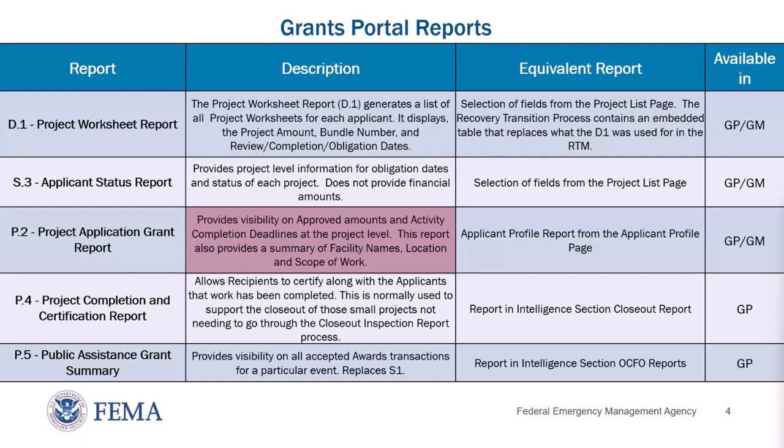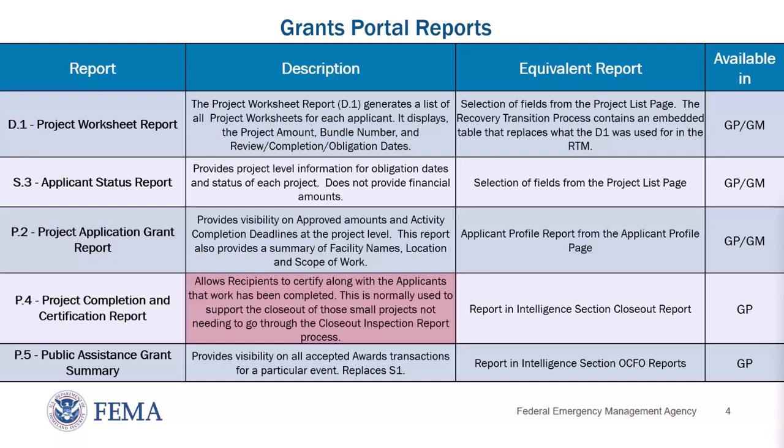The P2 Project Application Grant Report provides visibility on approved amounts and activity completion deadlines at the project level. This report also provides a summary of facility names, locations, and scope of work. The equivalent report can be found in Grants Portal or Grants Manager under the Applicant Profile Report from the Applicant Profile page.